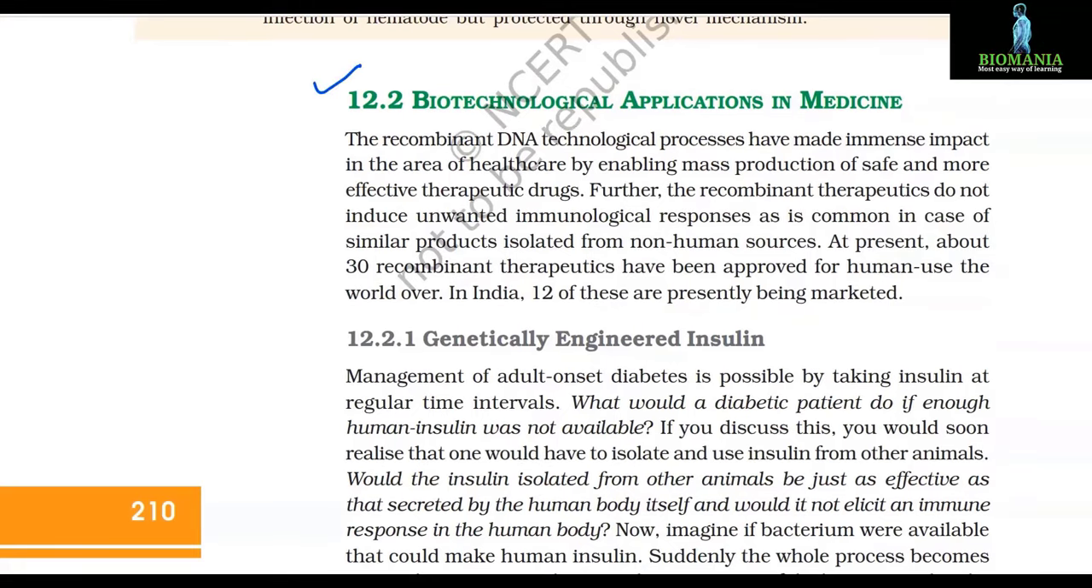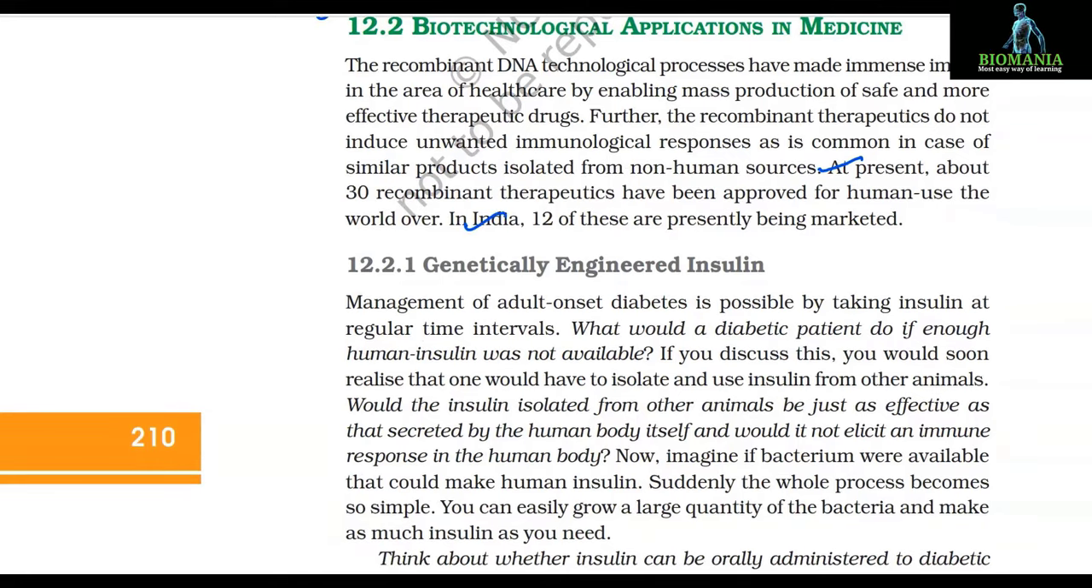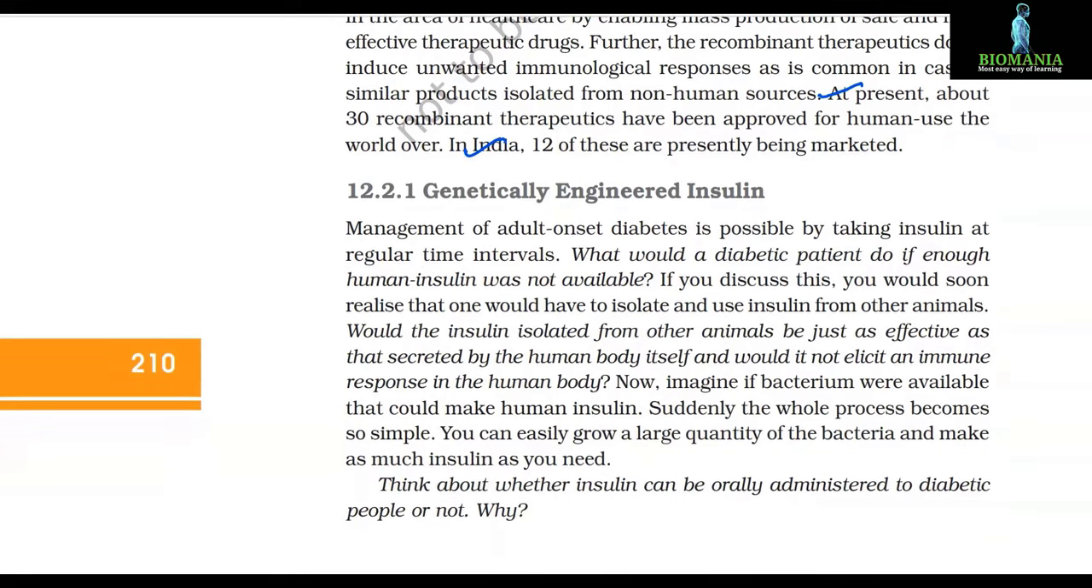12.2 Biotechnological applications in medicine. The recombinant DNA technological processes have made immense impact in the area of healthcare by enabling mass production of safe and more effective therapeutic drugs. Further, the recombinant therapeutics do not induce unwanted immunological responses as is common in case of similar products isolated from non-human sources. At present, about 30 recombinant therapeutics have been approved for human use the world over. In India, 12 of these are presently being marketed.